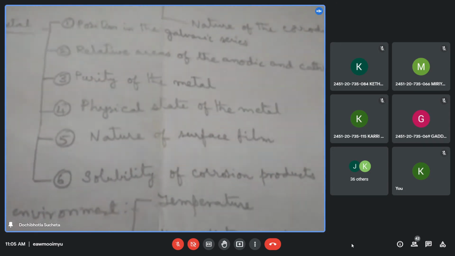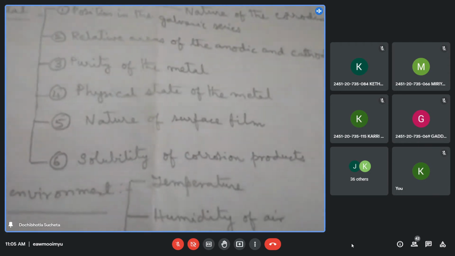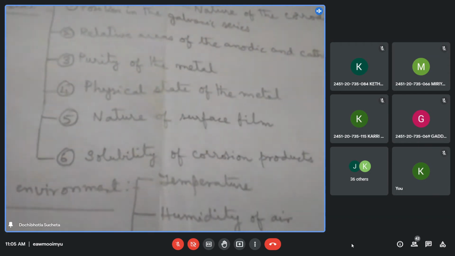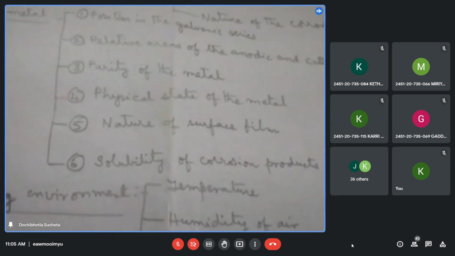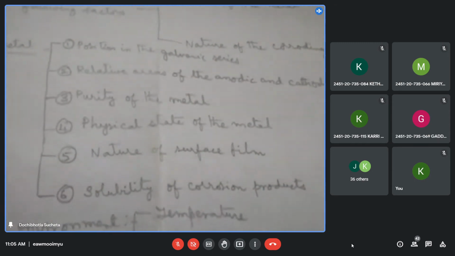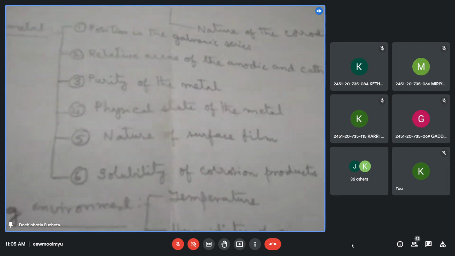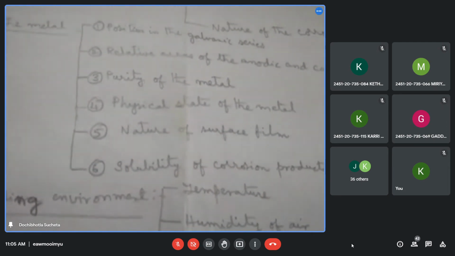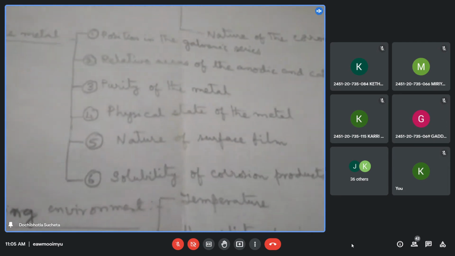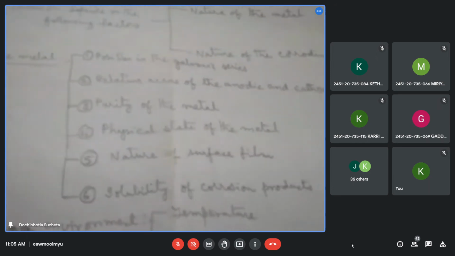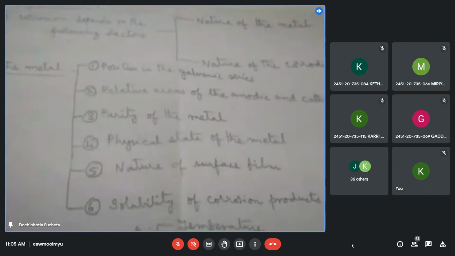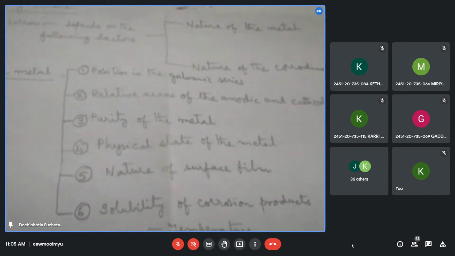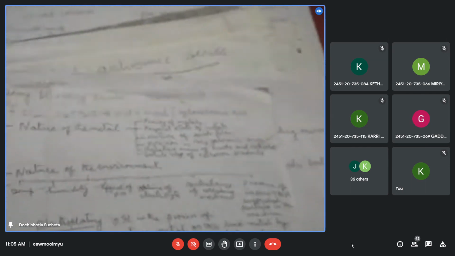If the corrosion products are soluble, the rate of corrosion is relatively less as compared to insoluble corrosion products. Why? Insoluble corrosion products will form deposits on the surface of the metal, leading to pitting type of corrosion. Okay, these are the points you should remember.